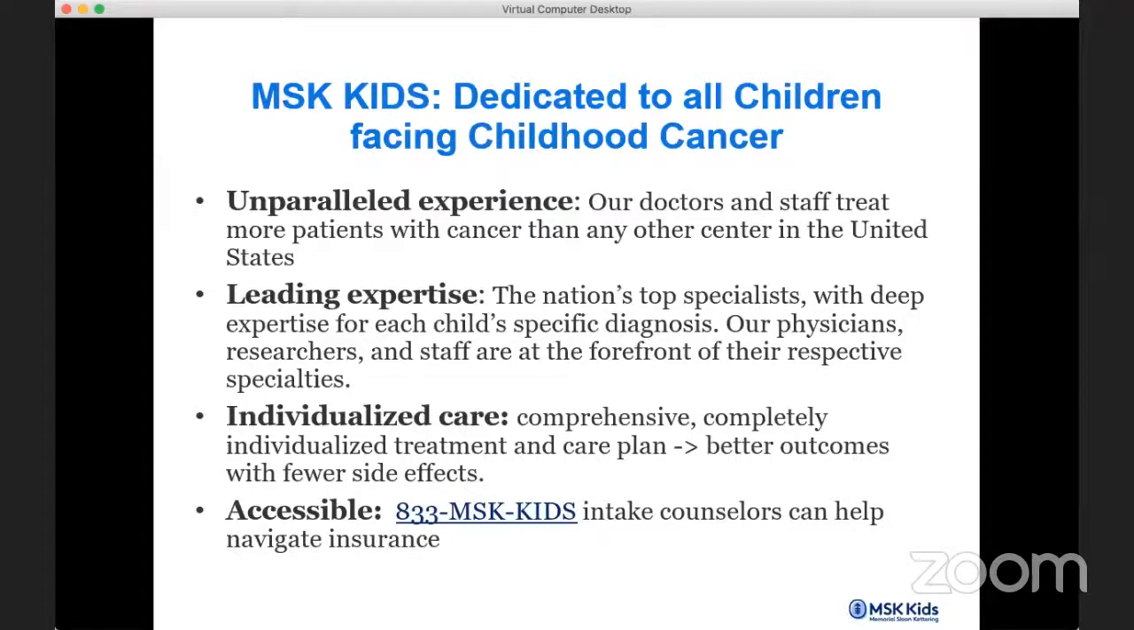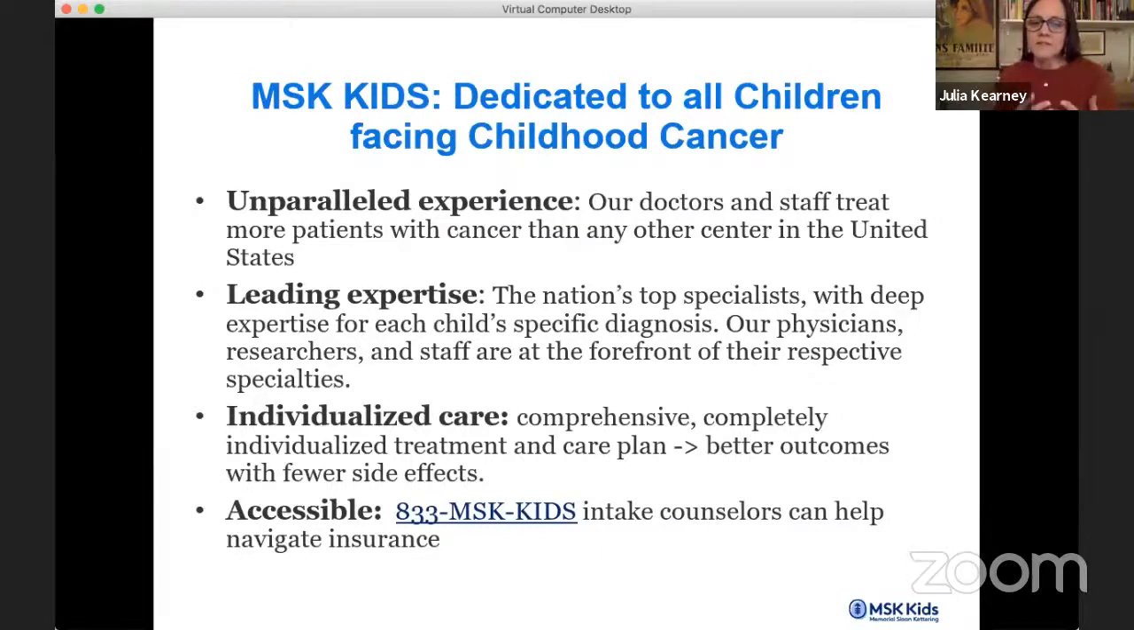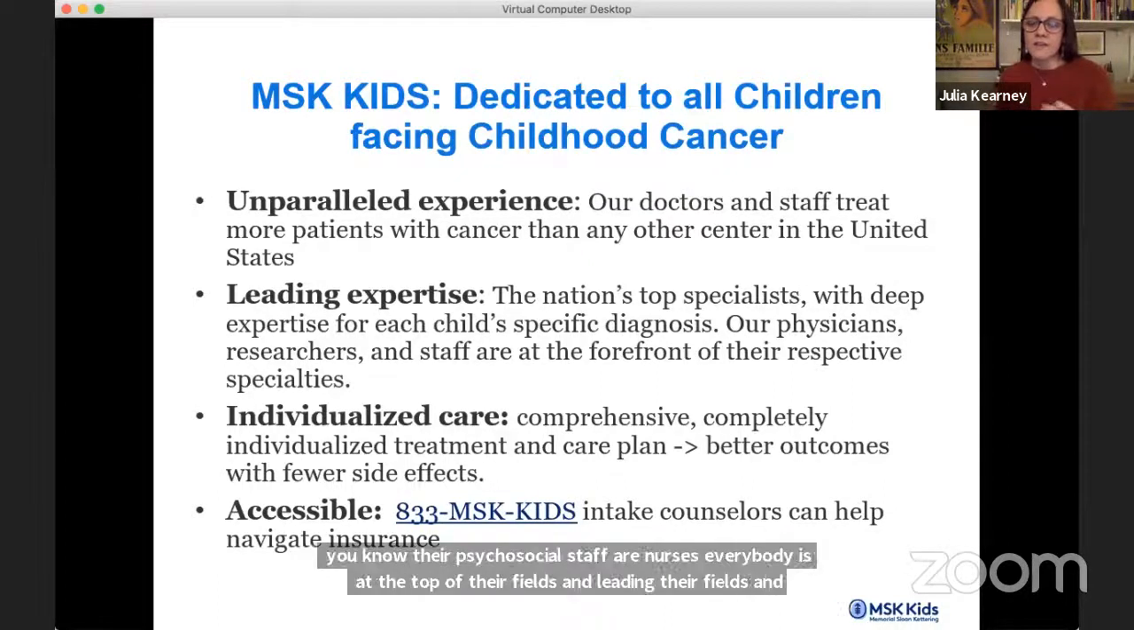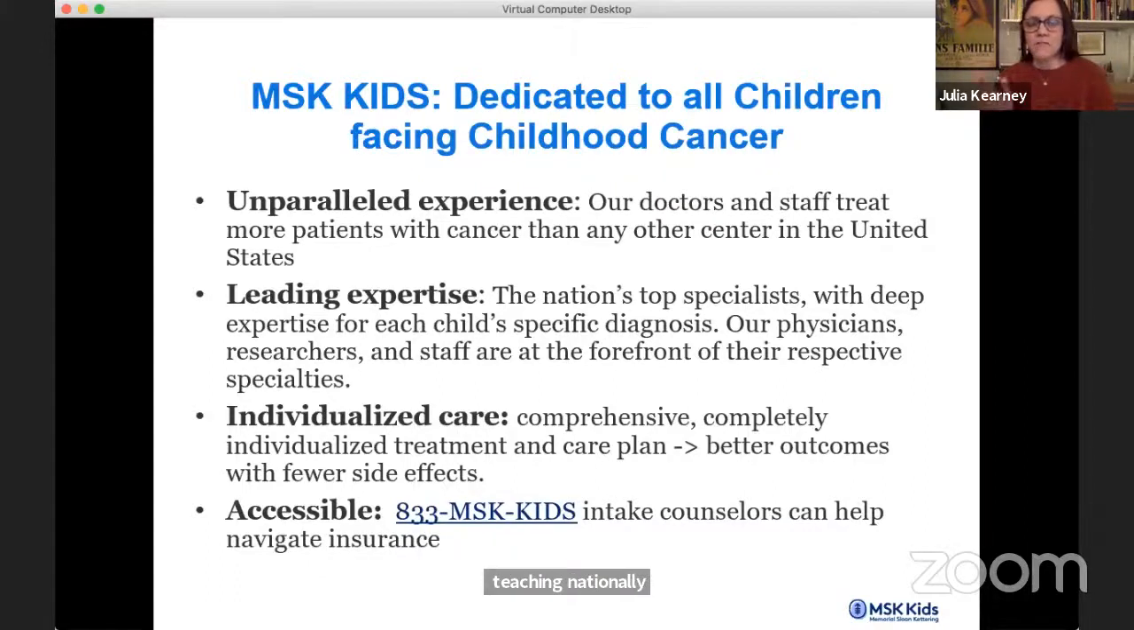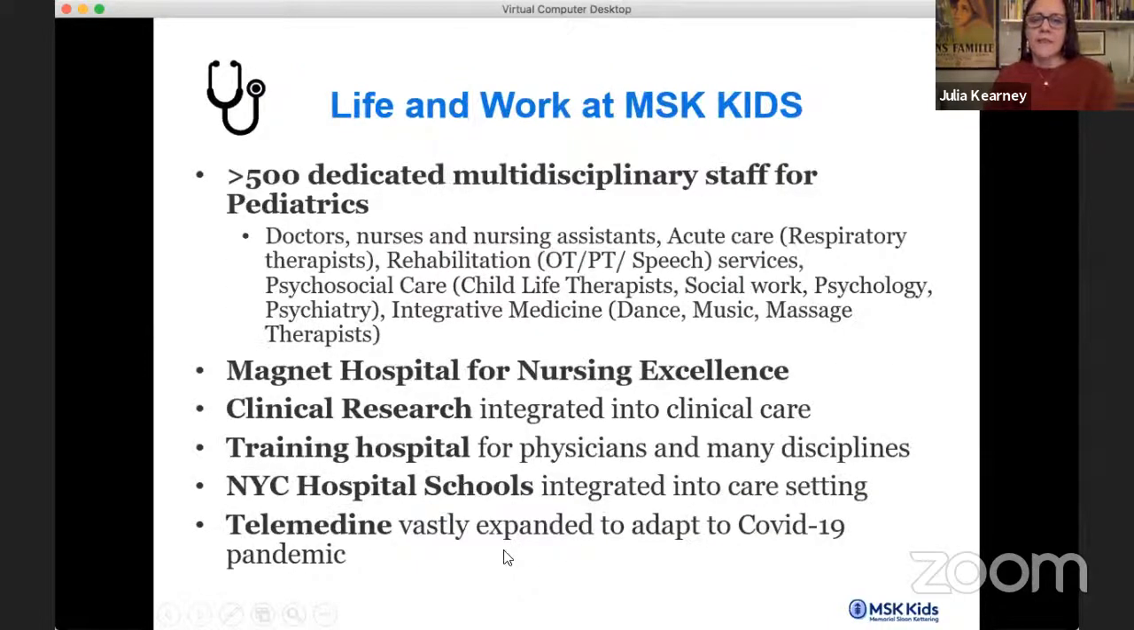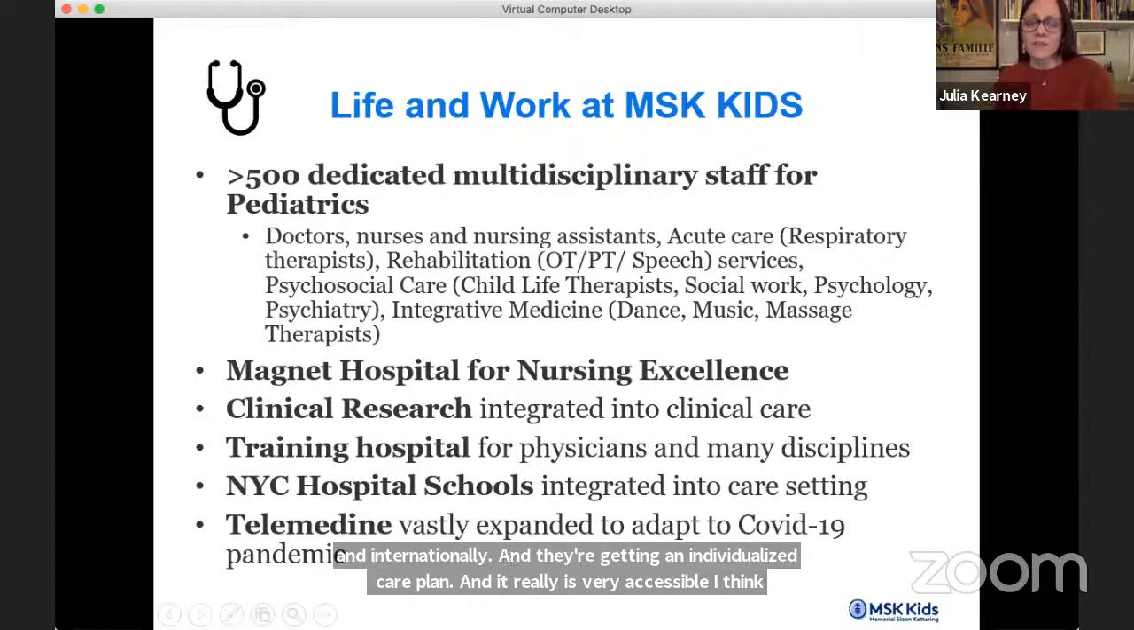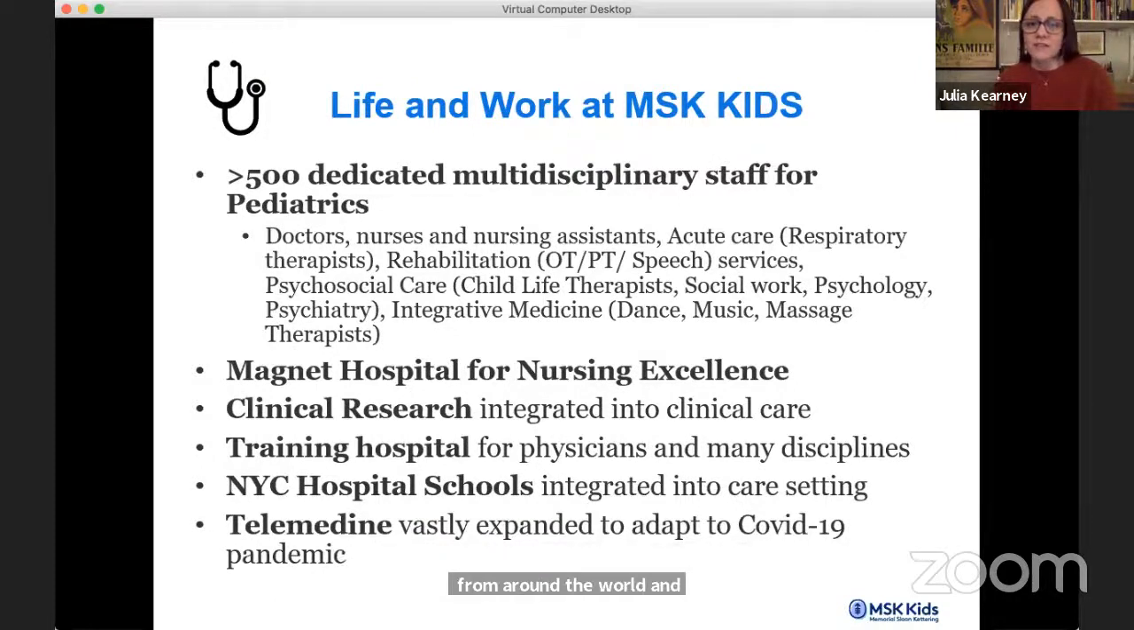They're getting an individualized care plan, and it really is very accessible. I think pediatrics at MSK has a more diverse population than a lot of the adult medicine, and really sees people from around the world and in our own backyard. So it's very important that the message is there, that MSK is accessible and available for people. And then, we have over 500 dedicated staff for pediatrics alone. We're a magnet hospital for nursing excellence, and recognized in these other areas as well.